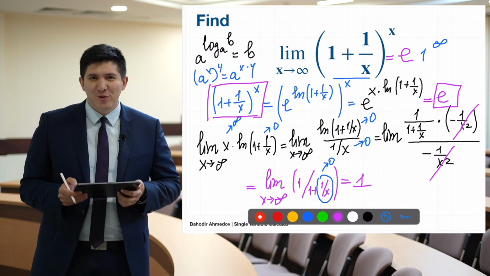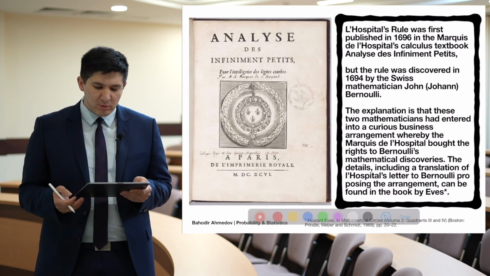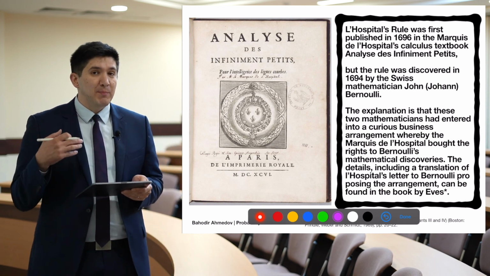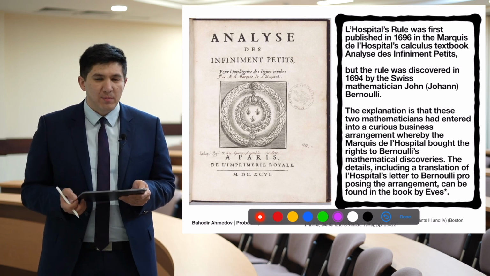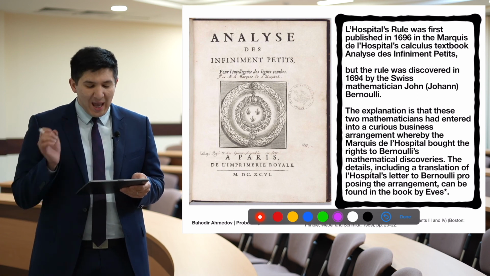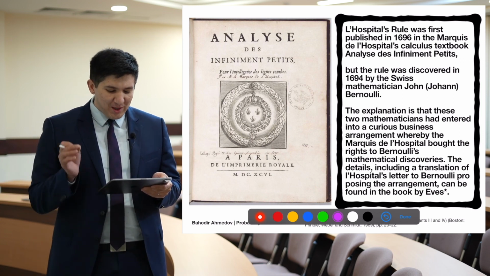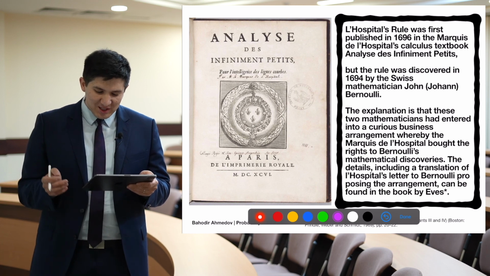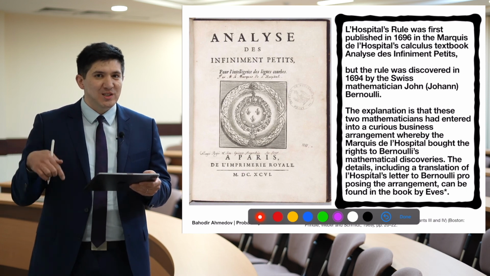Okay, so I would like to give you a small historical note about the discovery of L'Hôpital's rule. Actually, this rule was first published in 1696 by Marquis de L'Hôpital, in his calculus textbook, which is called Analyse des Infiniment Petits. But the rule was discovered by the Swiss mathematician Johann Bernoulli a couple of years before this, like 3 years before. The explanation is that these two mathematicians entered into a curious business arrangement whereby the Marquis de L'Hôpital bought the rights to Bernoulli's mathematical discoveries. The details, including a translation of L'Hôpital's letter to Bernoulli proposing the arrangement, can be found in the textbook by Eves, which is in the references.